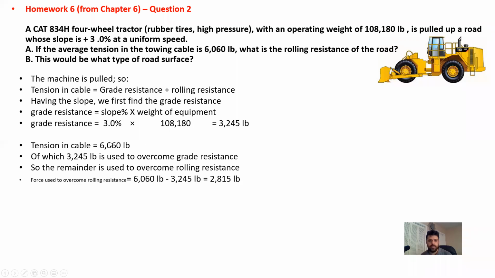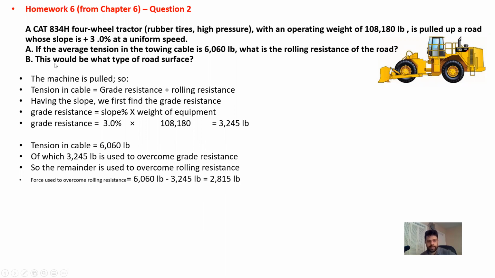So we say that 660 pound, which is the total, minus 3,245 pounds, which is the grade resistance, gives us 2,815 pounds, which is the rolling resistance. Okay, so now we do have the rolling resistance and we are done with part A.